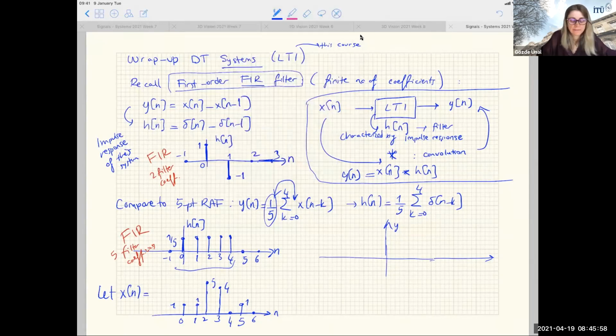So for instance, let's check first the effect of the running average filter, the output of the running average filter. Let's first do that. 1 over 5, guys, 2, 7, 11. It won't be to scale, I don't have enough space here. 11 over 5, these are all over 5. You can calculate it, so that's why I'm just writing it.